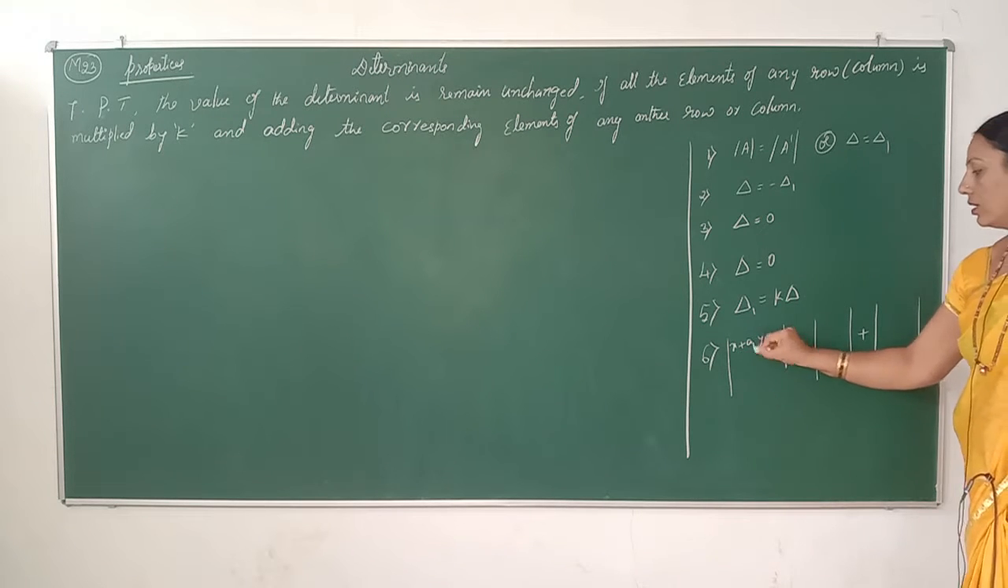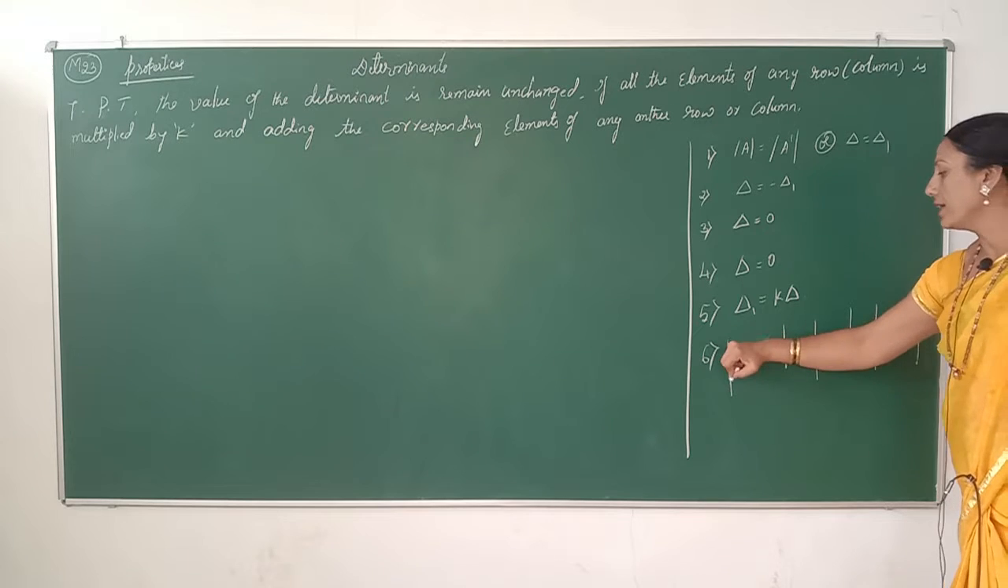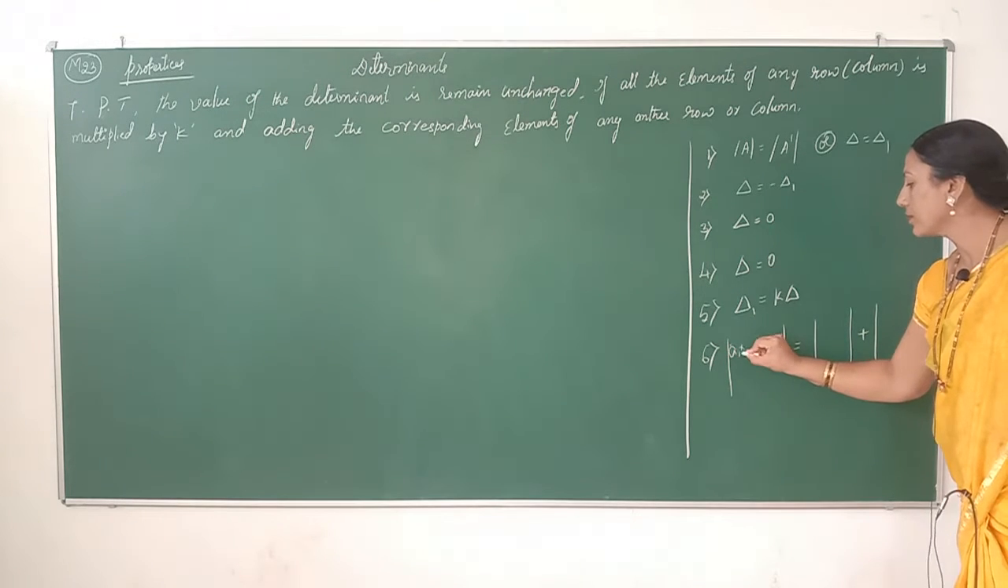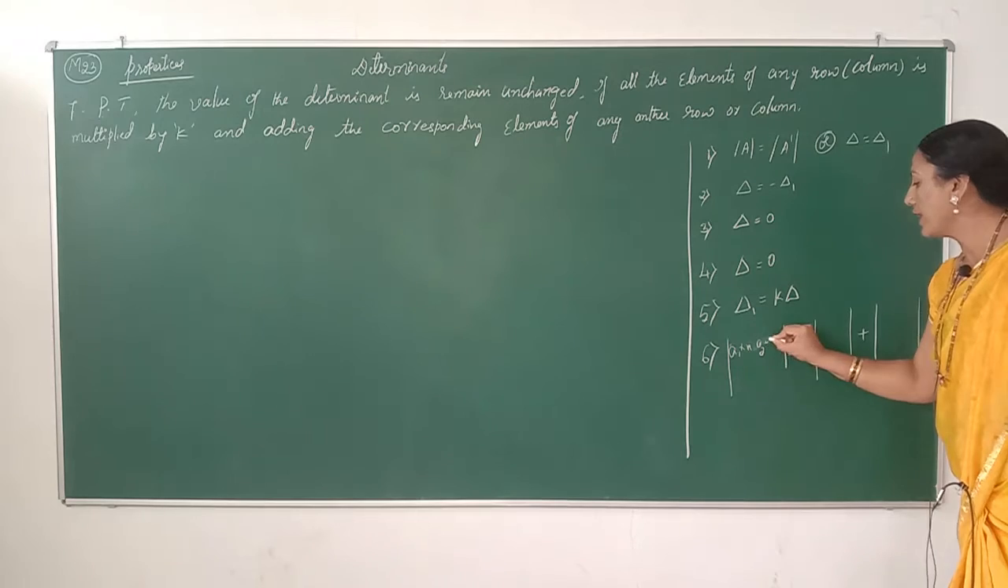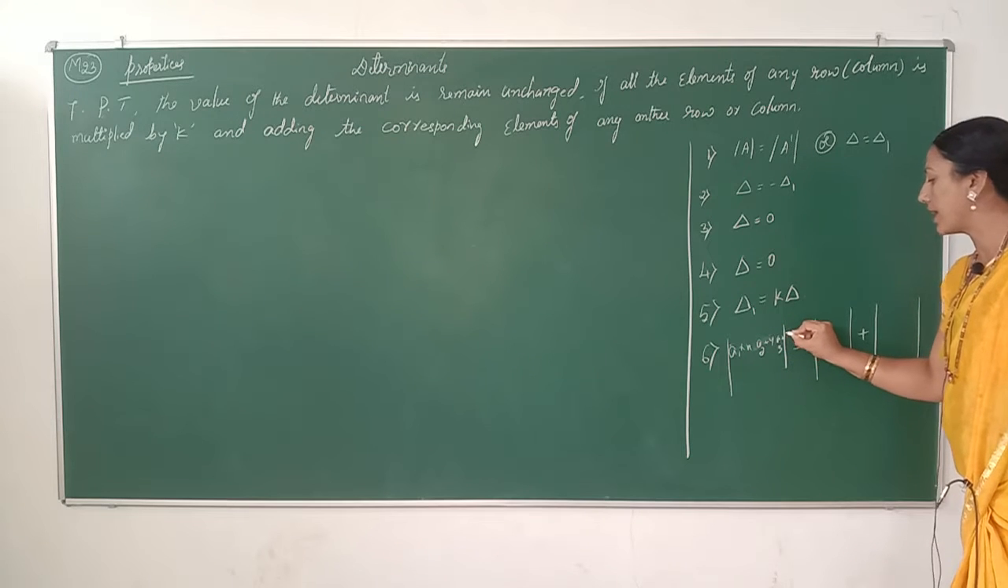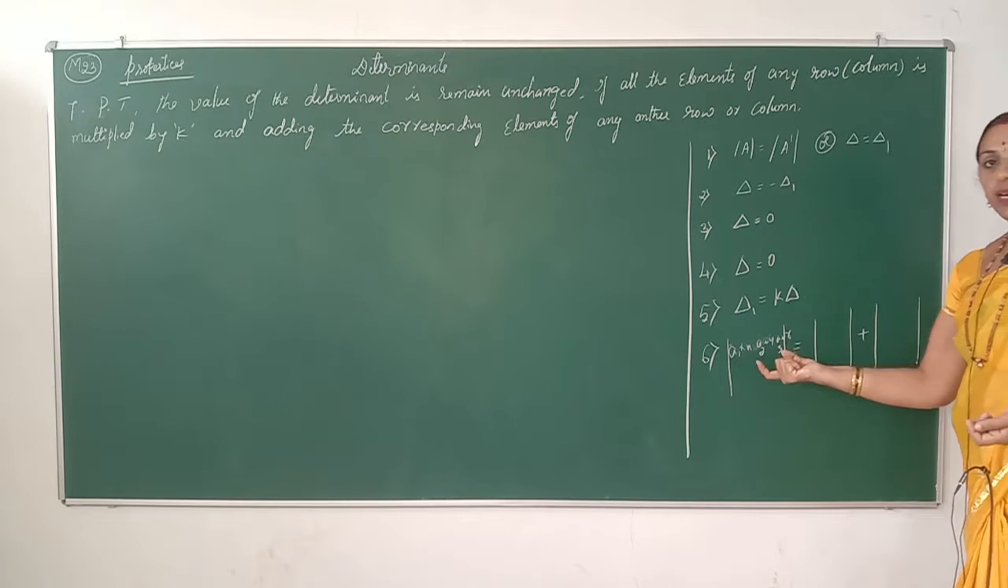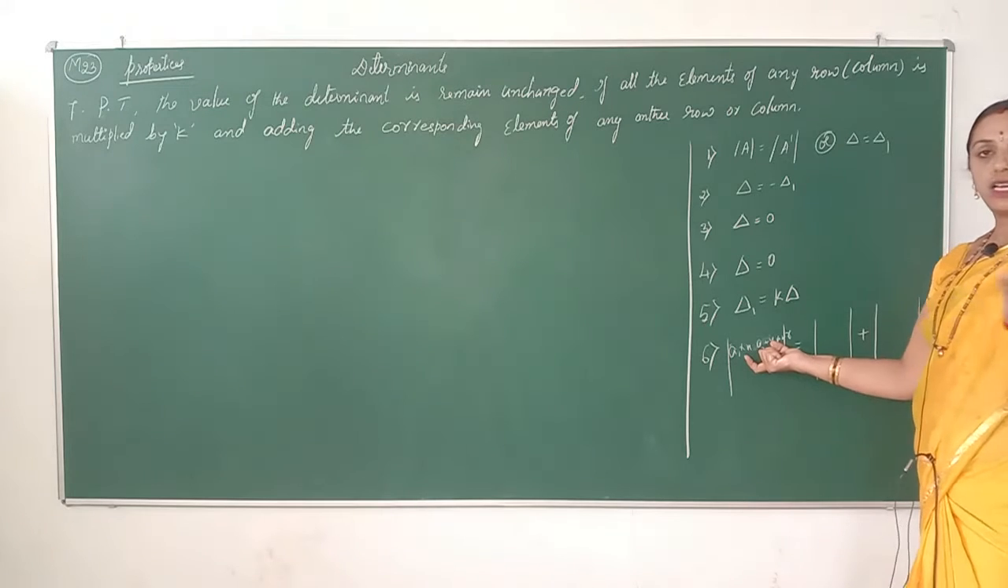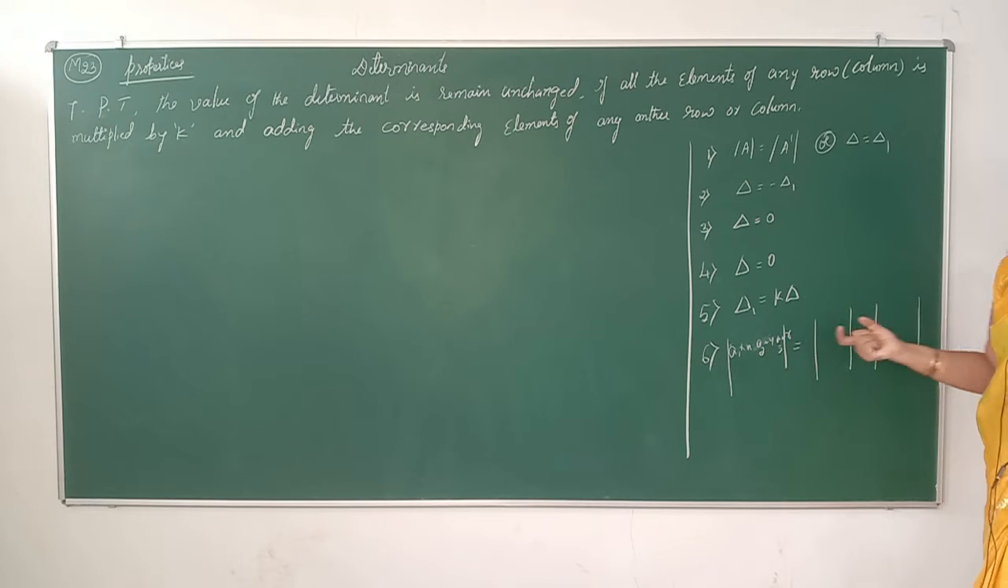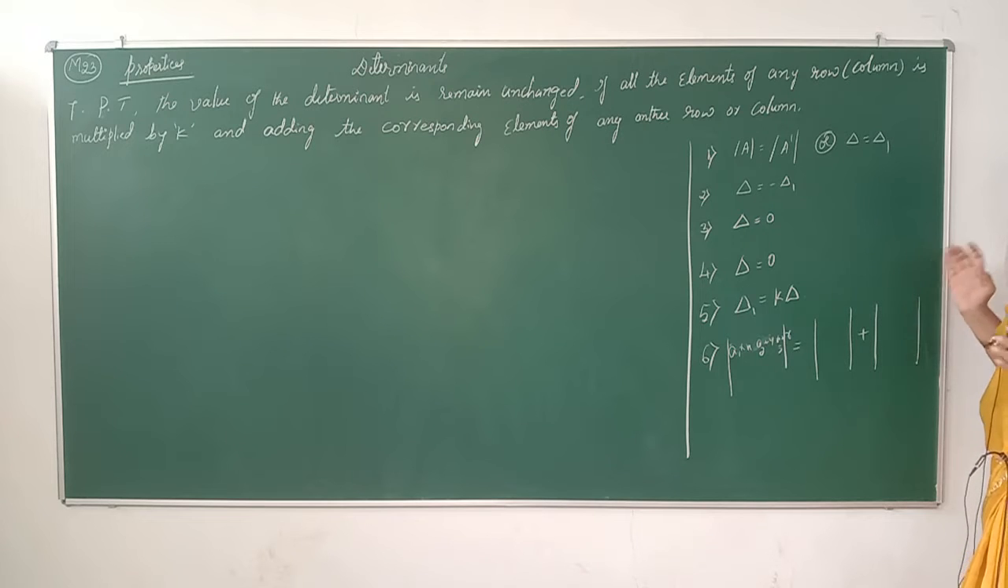A1 plus x, A2 plus y, A3 plus z, like this. So if two elements are added in all the elements of one row, it can be expanded as the sum of two different determinants.